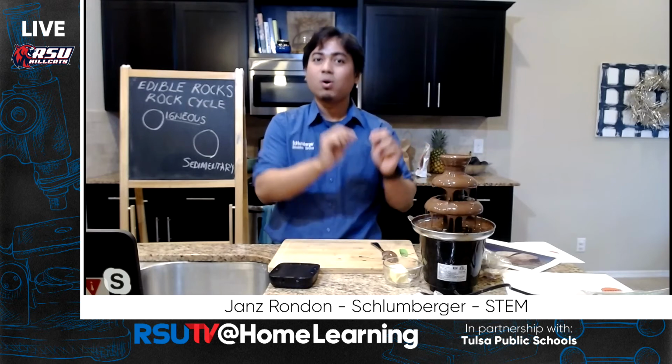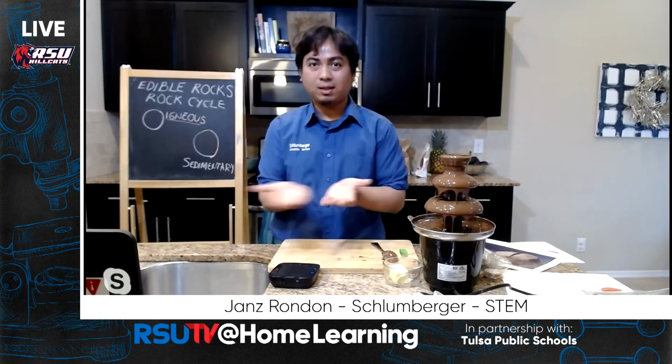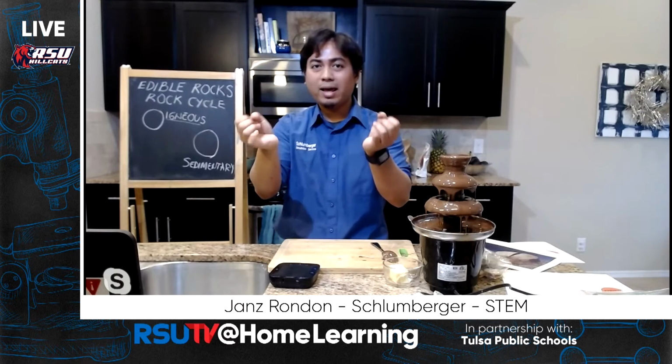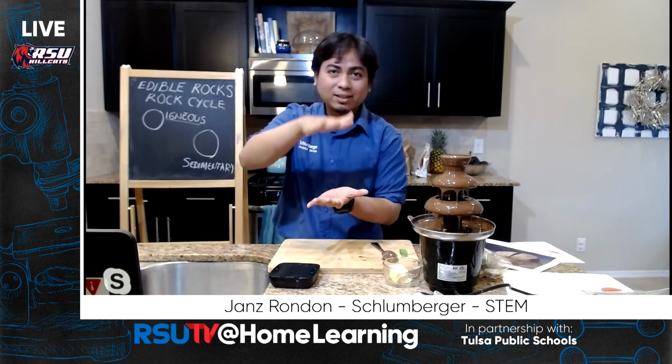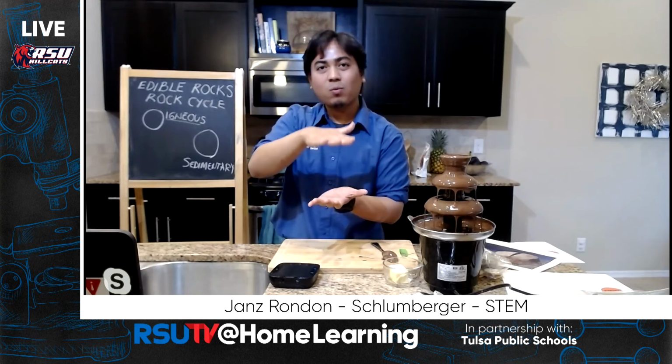So let's say in this example, those tiny little pieces, what we now call sediment, are transported to the bottom of the sea. When they collect at the bottom of the sea and more rock piles up, it creates a process where the top is compacting onto the bottom. This is what we call the compaction process.